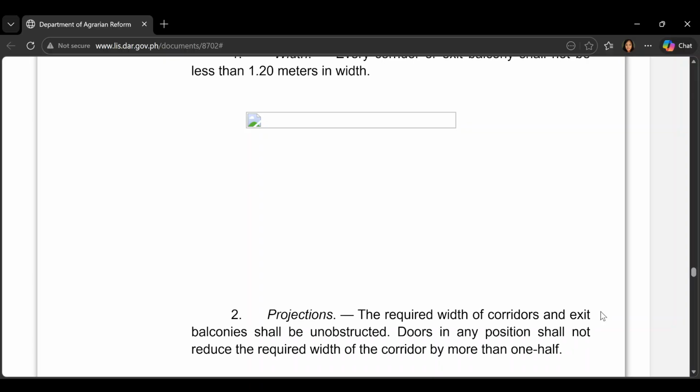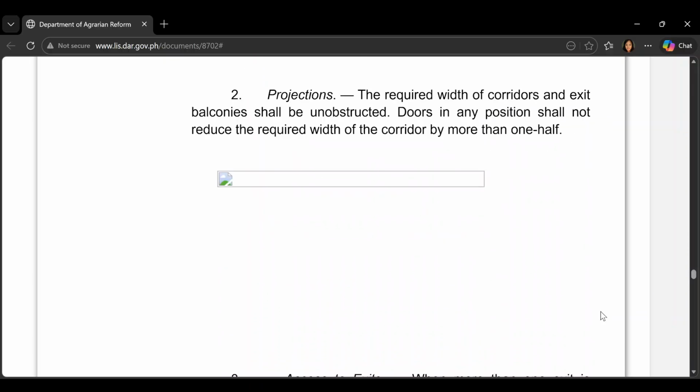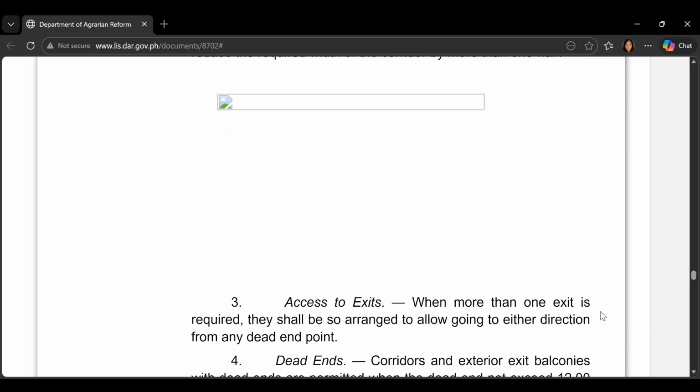2. Projections. The required width of corridors and exit balconies shall be unobstructed. Doors in any position shall not reduce the required width of the corridor by more than one half. 3. Access to exits. When more than one exit is required, they shall be so arranged to allow going to either direction from any dead end point.